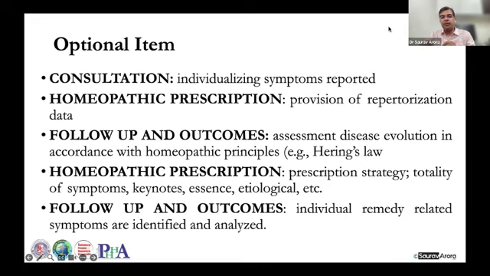Prescribing strategy: totality of symptoms, keynote, essence, etiological. Yes, it is optional. What strategy you follow? For example, I prescribed on the basis of miasms. It was a miasmatic prescription. I can describe that miasmatic prescription in a few lines: that I saw these symptoms or states of the patient, the occurrences, all the family history, all the tendency, and I prescribed this anti-miasmatic intercurrent remedy.